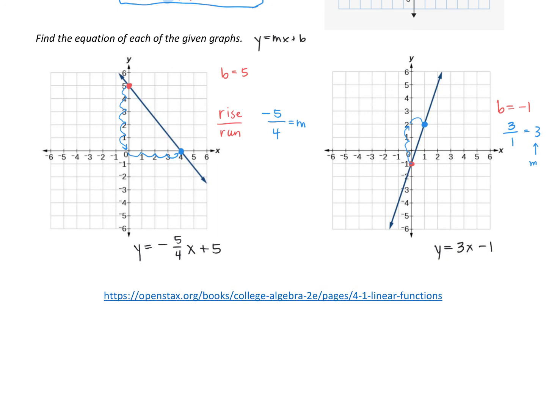And that's it. A quick check you can do is just to look at the trend of the line. If I look at the line on the left, it's going down from left to right. It's decreasing. That means my slope should be negative. It is. So that's a good check, right? The line on the right, if I look from left to right, it's going up, it's increasing. My slope should be positive. It is. So that's another good sign.